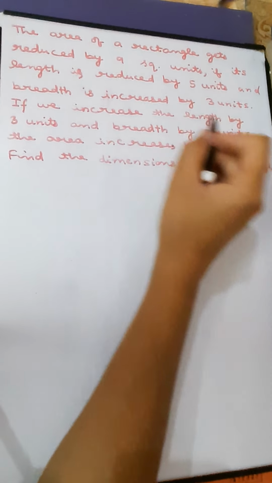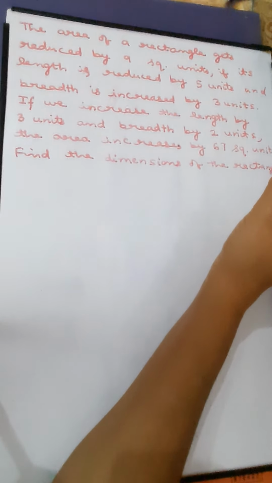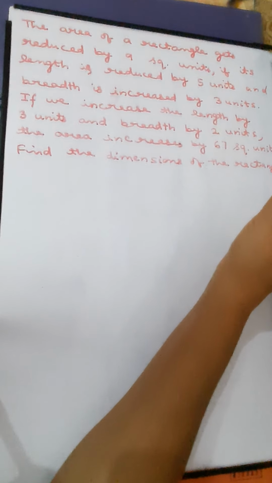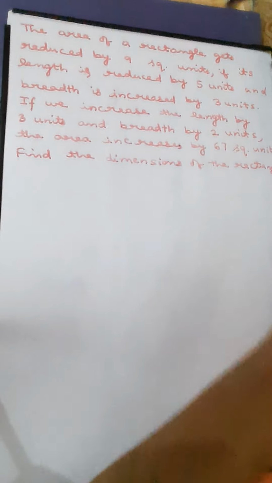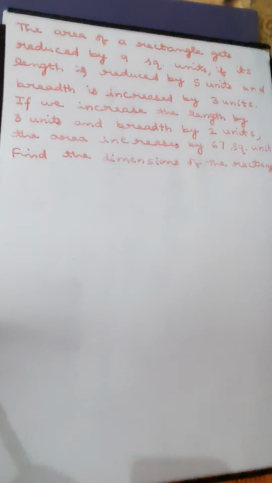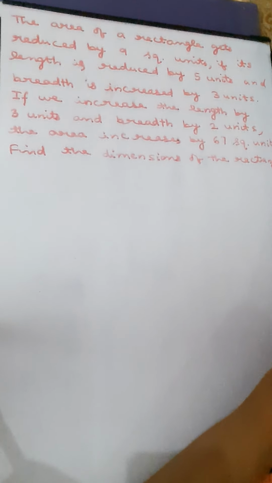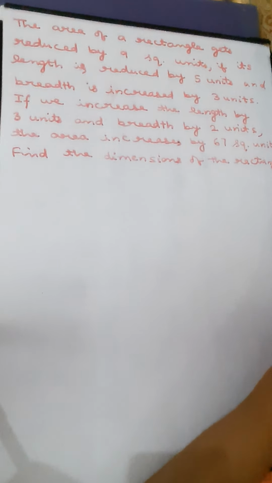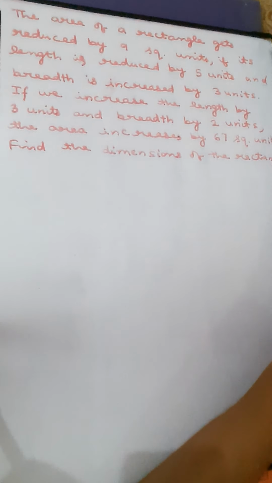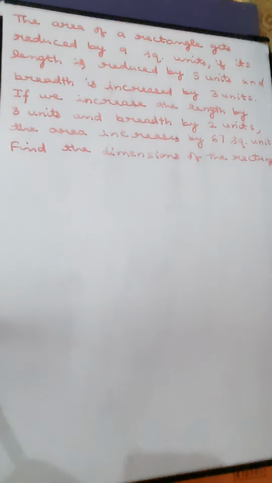The area of a rectangle gets reduced by 9 square units if its length is reduced by 5 units and breadth is increased by 3 units. If we increase the length by 3 units and breadth by 2 units, the area increases by 67 square units. Find the dimensions of the garden.